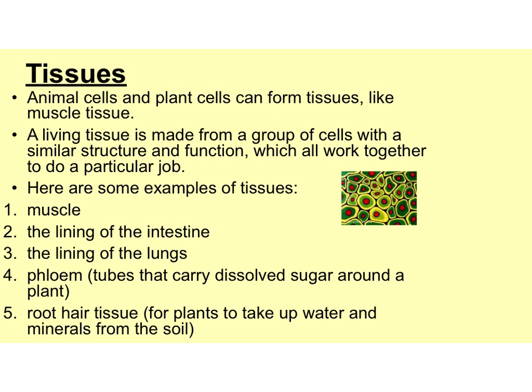And then it's given some examples of tissues. So tissues from plant and animal cells can form tissue such as a muscle tissue. Living tissue is made from a group of cells working together with similar structure and function to do a particular job. So here are some examples: muscle tissue, the lining of your intestine, lining of your lungs, phloem. So they're the tubes that carry dissolved sugar around the plant. And then root hair cells, plants take away water and minerals from the soil. So just some examples of tissue for you there, but just make sure you get the key definition down.